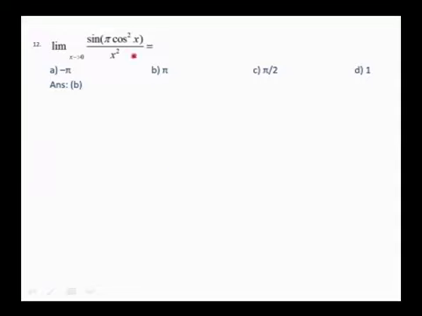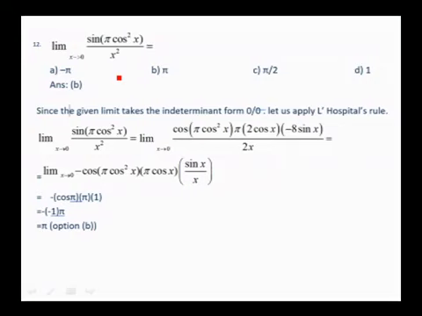Sin pi cos square x over x square. So as x tends to 0, you find that this is sin pi cos 0, cos 0 is 1, sin pi is 0, and denominator is also 0. So it takes the indeterminate form 0 by 0. So let us try to apply L'Hopital's rule.